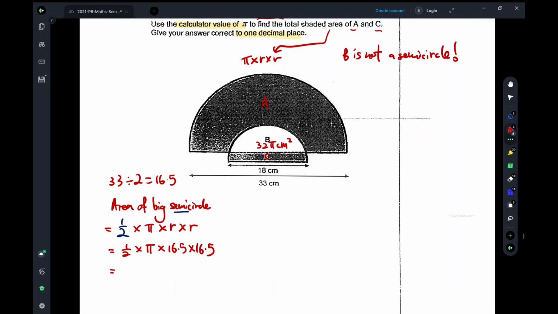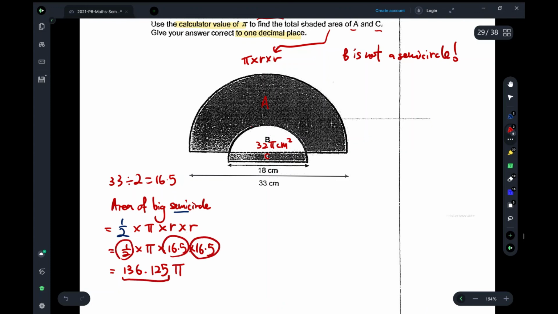Okay, so do not use the calculator pi yet. Do not do that. We only do it at the very last step, because there might be some rounding error if you do it now. So don't forget the pi. We multiply by this, multiply by this, write the answer here, and top it up with the pi. Alright, I found the big semicircle.